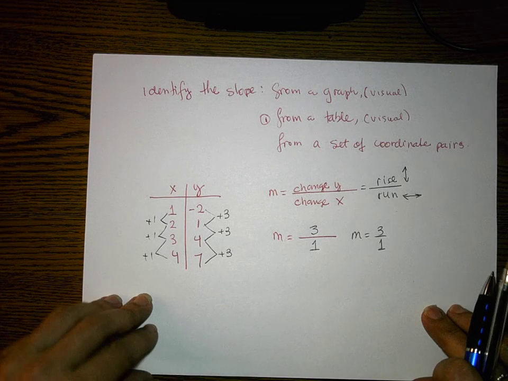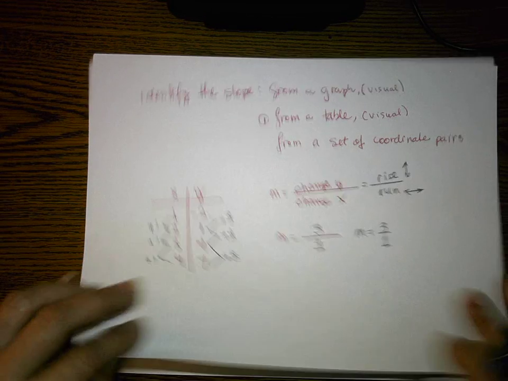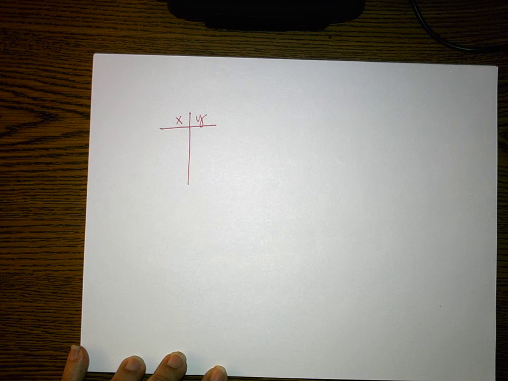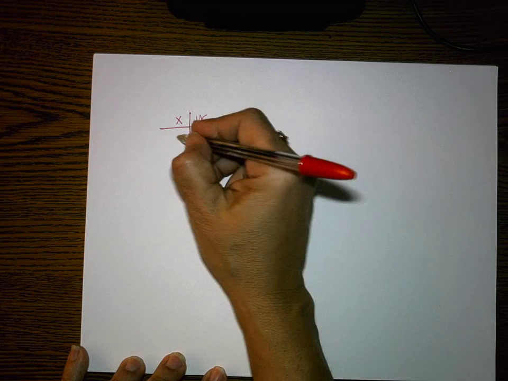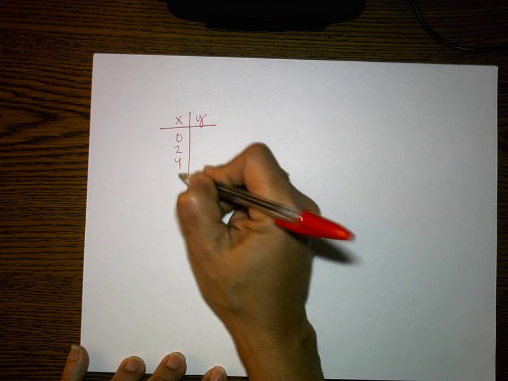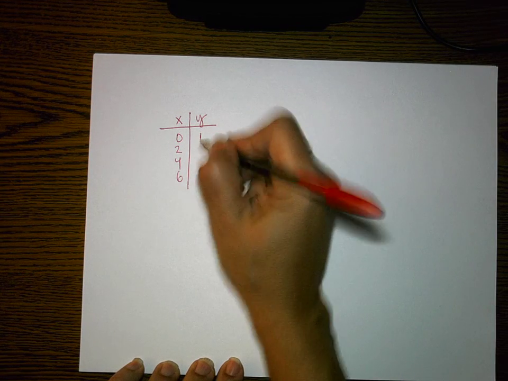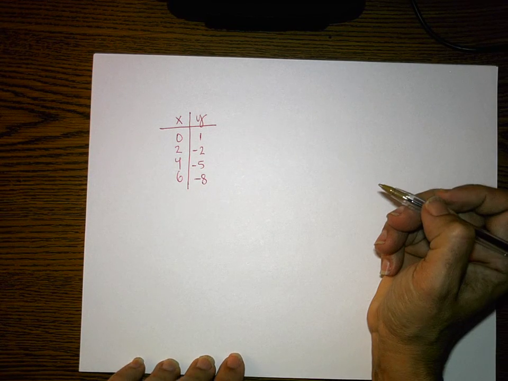Let's do one more example. I want you to tell me what is the rise, what is the run, what is the slope from a table, okay? All right, let's do one more table. Here we go. X values and Y values. Let's see what my next example is. There we go. Okay, so I have a 0, 2, 4, and 6. I want you guys to tell me what is the slope really quick. I have a 1, a -2, a -5, and a -8 for the Y values.